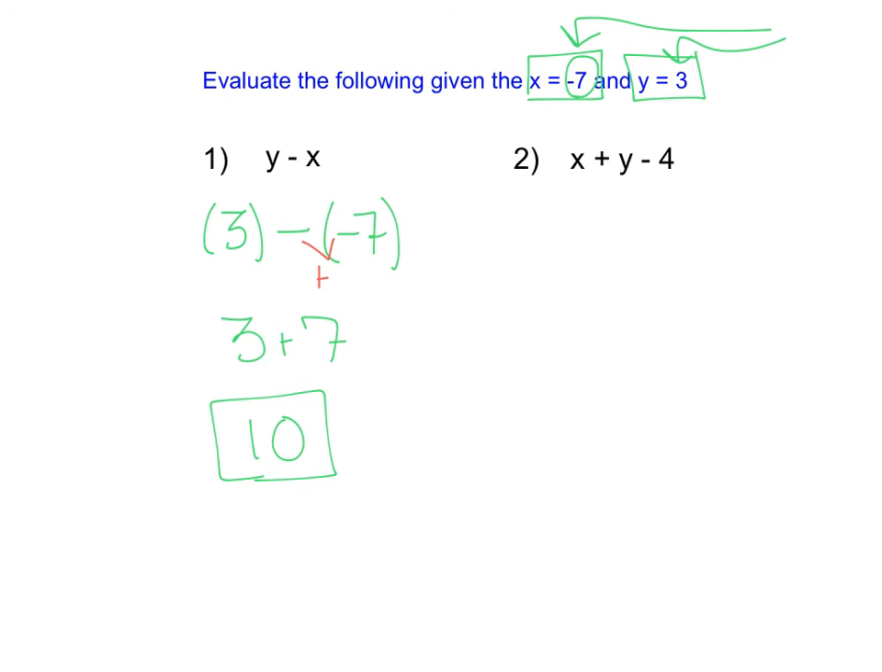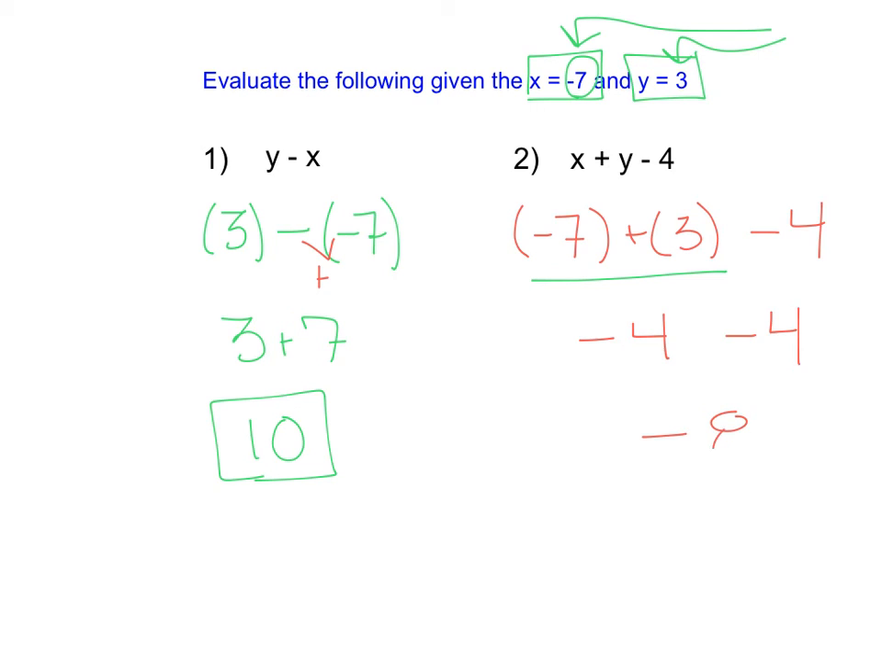And then if we repeat this same idea over in number 2, we can see that x is negative 7 plus y is 3, and then we have a subtraction of 4. If we start by adding and subtracting from left to right like we know our order of operations works, negative 7 plus 3 leaves us with negative 4, then minus 4 more, which ultimately gets us to negative 8. So nothing too tricky, just be really careful with those negative numbers. I would make sure you always substitute with parentheses just to make sure that you're safe and that you're not going to make any mistakes.